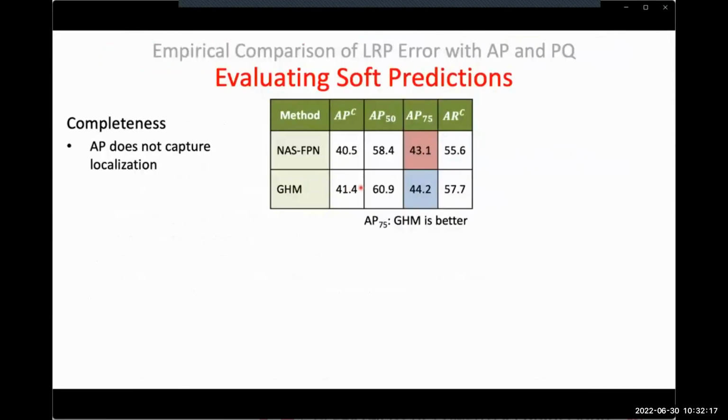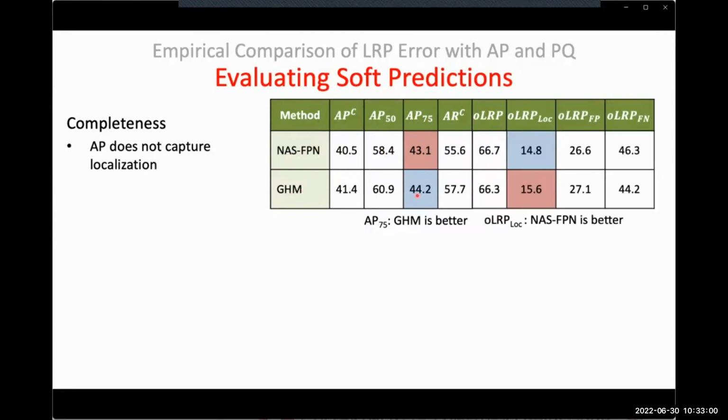If you look at the object detection problem, which uses soft detection outputs, in that we have confidence scores for each detection, we see that average precision actually is not capturing the overall performance of a detector very well. For example, NAS-FPN is expected to perform better than GHM in terms of localization, and with average precision, to compare the performance of detectors in terms of localization, average precision at 0.75 intersection over union threshold is used, and we see that actually AP75 value for NAS-FPN is lower than that of GHM, which is counterintuitive. If you look at the optimal LRP values, the localization component of optimal LRP, we see that as expected, NAS-FPN is actually doing better than GHM in terms of localization quality.